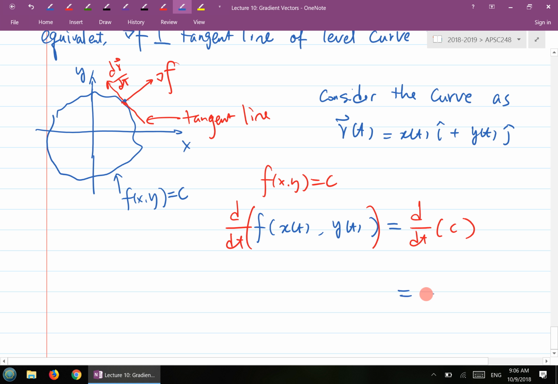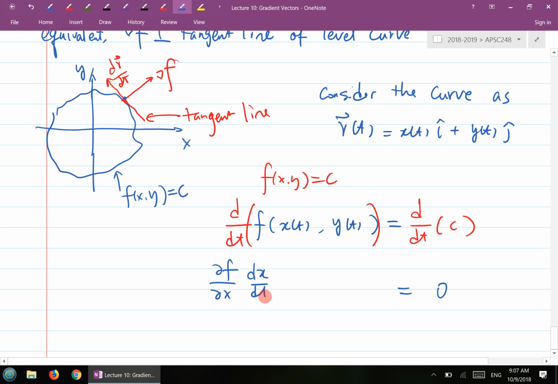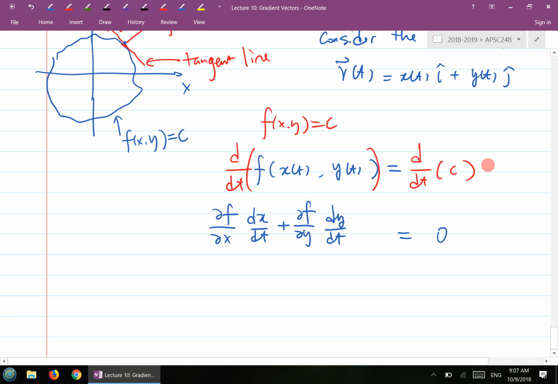The right side is pretty straightforward because the derivative of a constant must be 0. The left side involves the partial derivative and the chain rule. So you get partial f over partial x times dx over dt, plus partial f over partial y times dy over dt. That's the derivative of the left side. Now I'm going to rewrite the left side into the dot product between two vectors, very much like what I did at the beginning of the lecture.